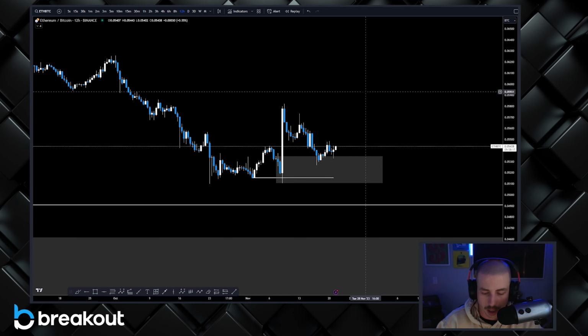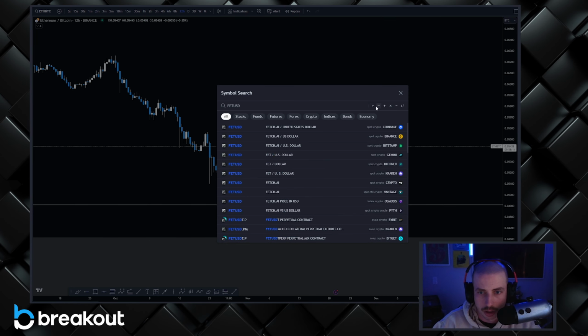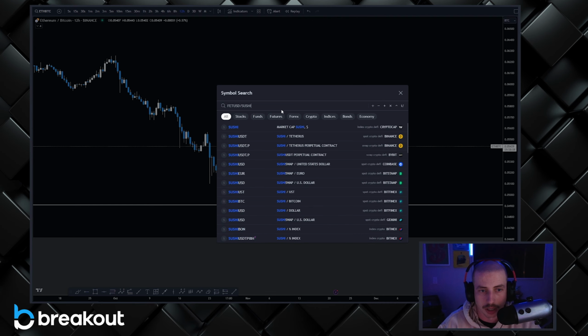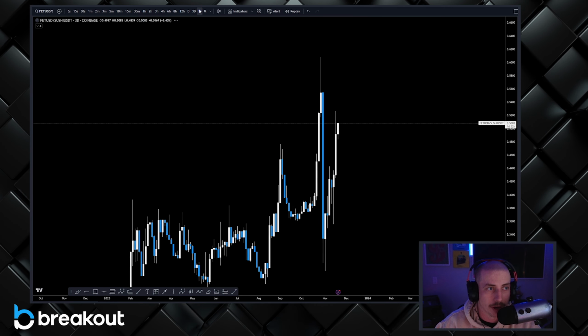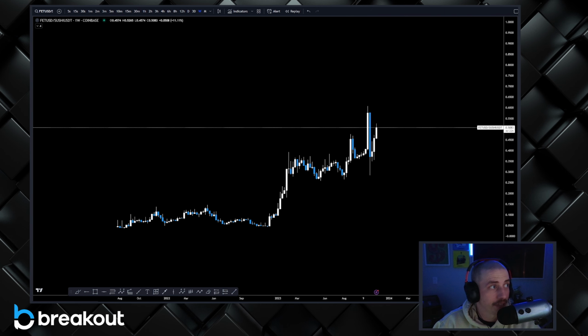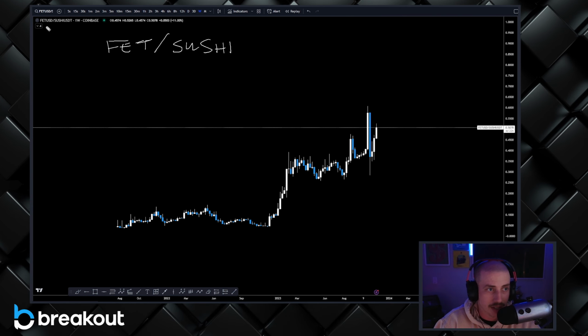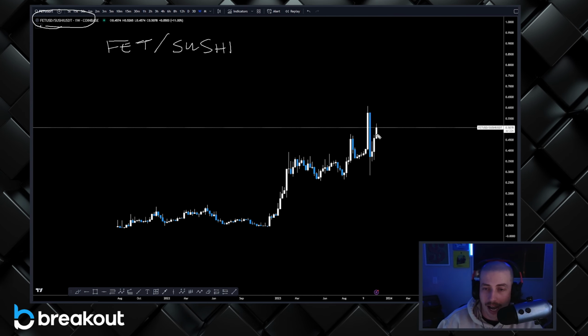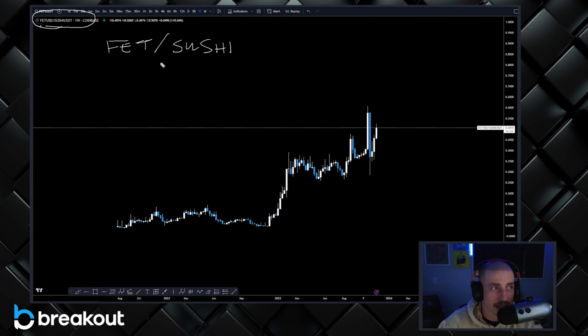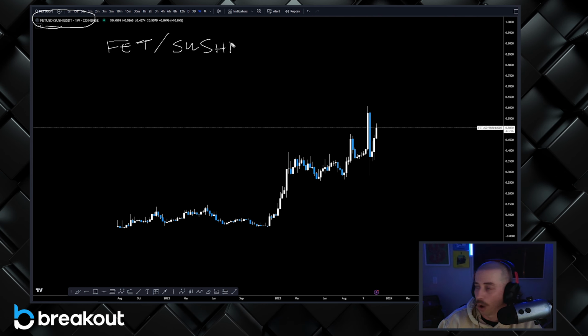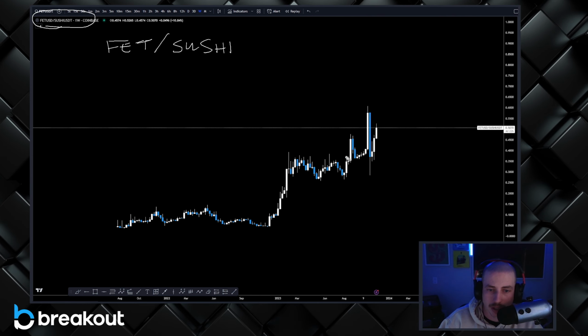Okay, so let's just literally do that. You type it in, then you hit divide, then you type in the other asset, and you get the comparison. So this is effectively FET over sushi, the same way you can do alt BTC, right? This gives you that same thing. So if I were to go look at FET and sushi, which one do you think would be doing better based on this chart?